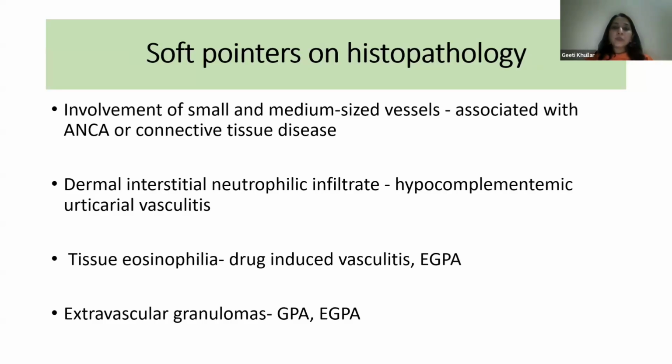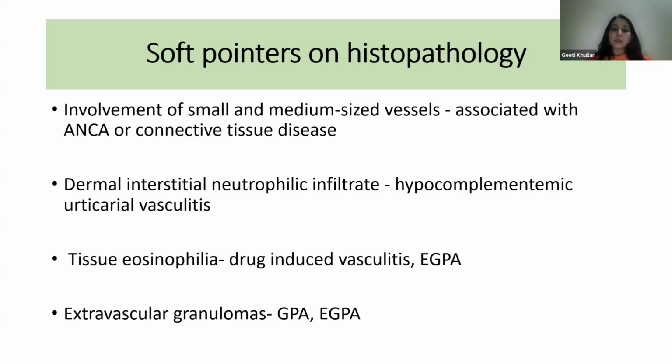So what are the soft pointers? I told you that the infiltrate can tell you something, the caliber can tell you something if you do a biopsy. It is not just that the clinical picture is sufficient. So sometimes you have involvement of both the small and the medium-sized vessels. Then you have to think that probably I'm dealing with an ANCA or a connective tissue disease associated vasculitis. Sometimes you have neutrophilic infiltrate which is interstitial also, besides the vessel wall. Then you have to think of urticarial vasculitis.